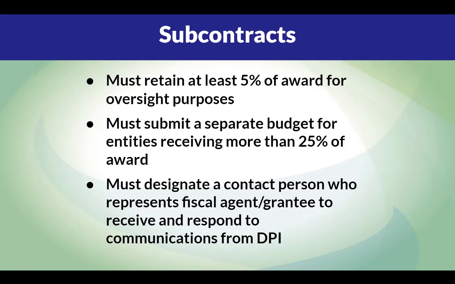Specifically, the maximum amount you may contract for is 95% of the award. 5% must be retained by the fiscal agent for oversight, and the fiscal agent needs to identify someone associated with the fiscal agent as one of the primary contacts for DPI communication. Additionally, if subcontracting with a single agency for 25% or more of the award, applicants will be asked to provide a detailed budget of those expenses.